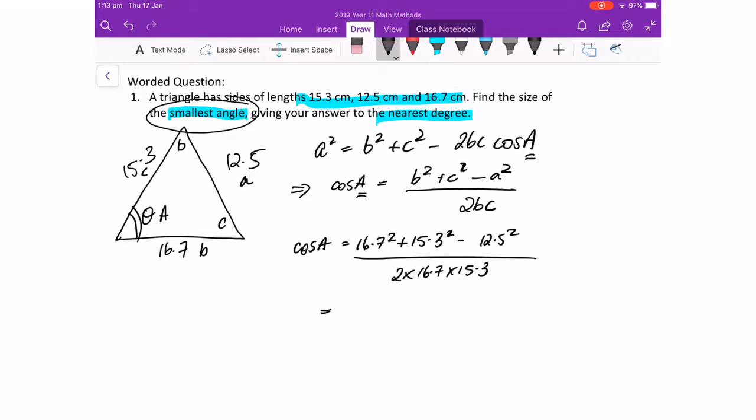All right, so I'm going to put it in my calculator just really quickly now. So 15.3 squared, take 12.5 squared, divided by 2 times 16.7 times 15.3. There we go. Let's see if I can do it. I think I might have written it in wrong. Let's try again. So yeah, this is a good time for you to be writing it in too.